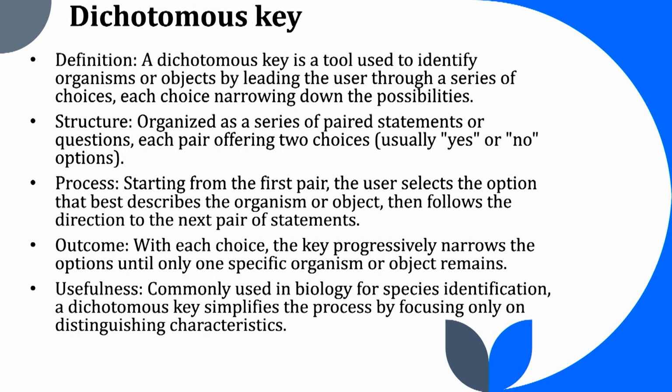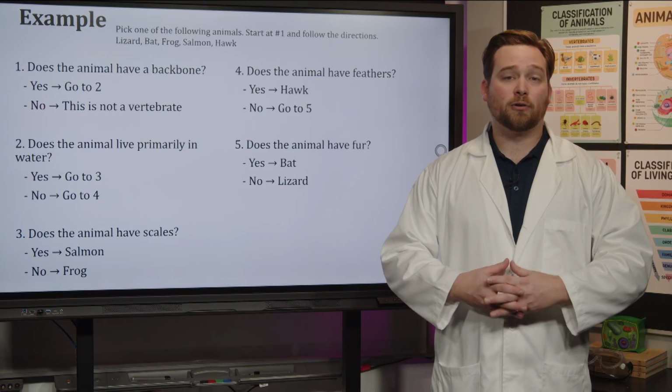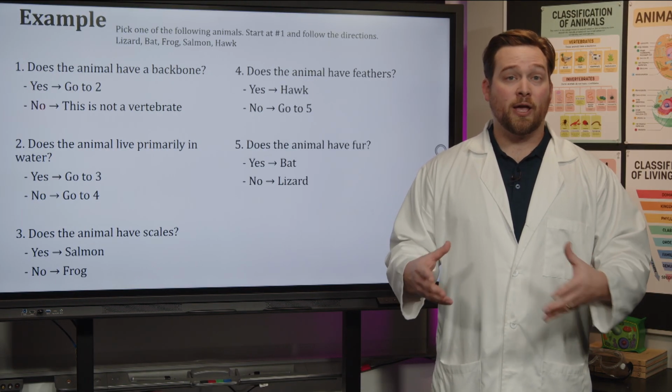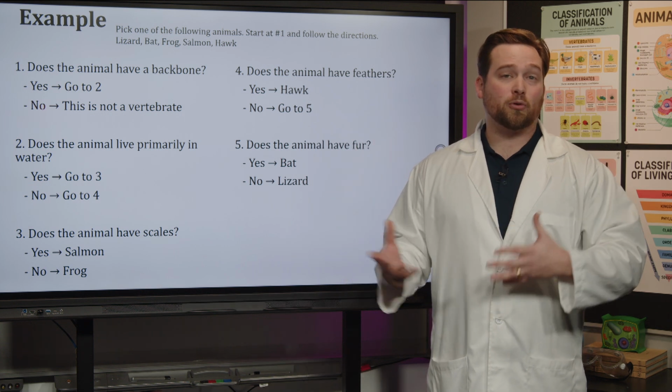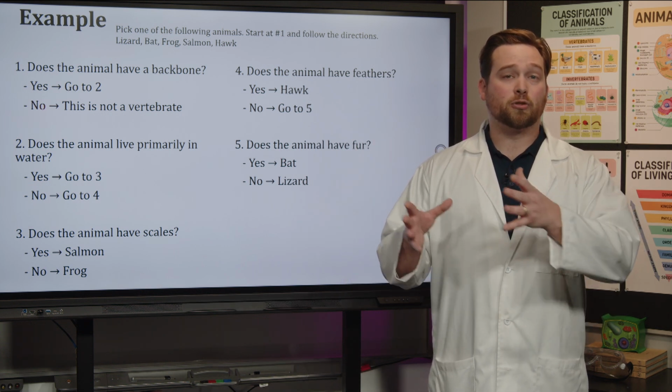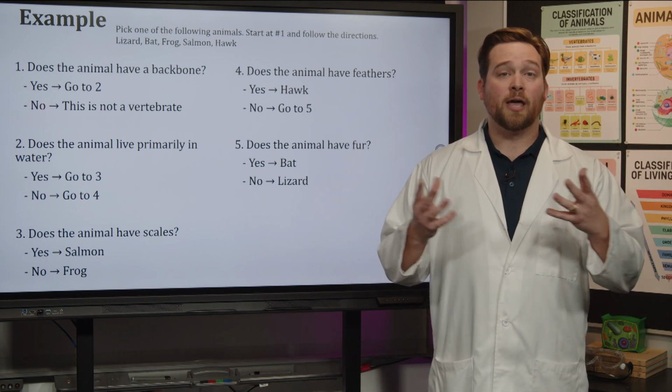The usefulness here is that they are commonly used in biology for species identification. A dichotomous key simplifies the process by focusing only on distinguishing characteristics. So, I have a little example I want to do with y'all. This is an easy example just to walk you through the process, and then we'll try a more complicated one here in just a moment.